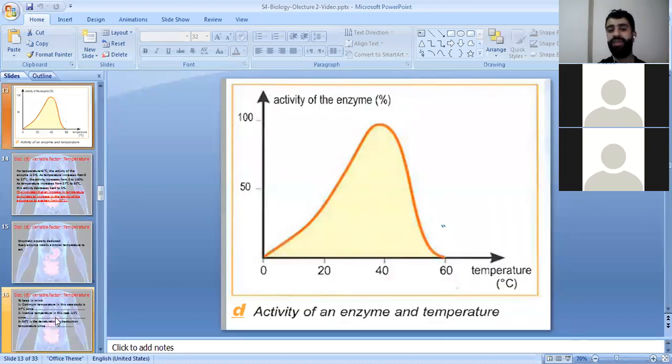Moving to the activity of the enzyme versus temperature.